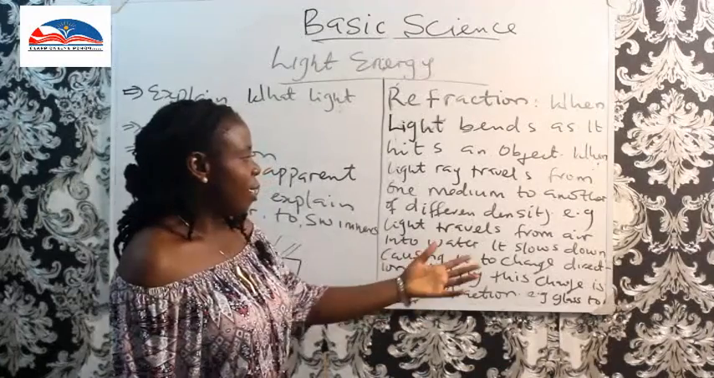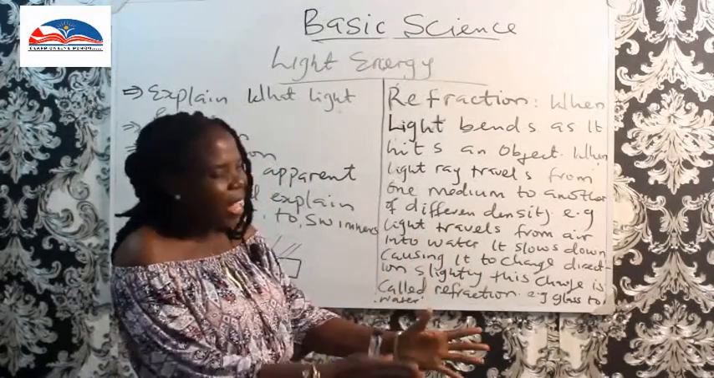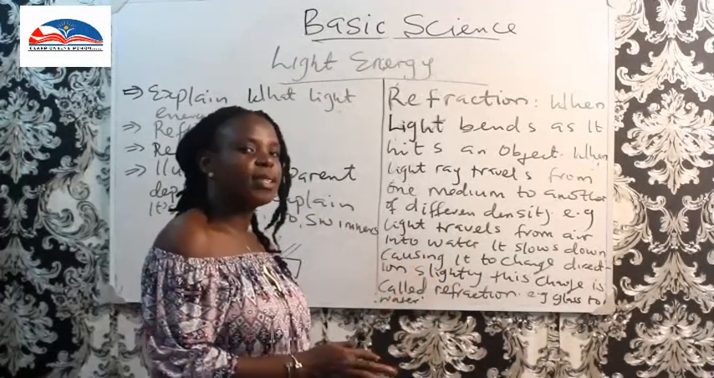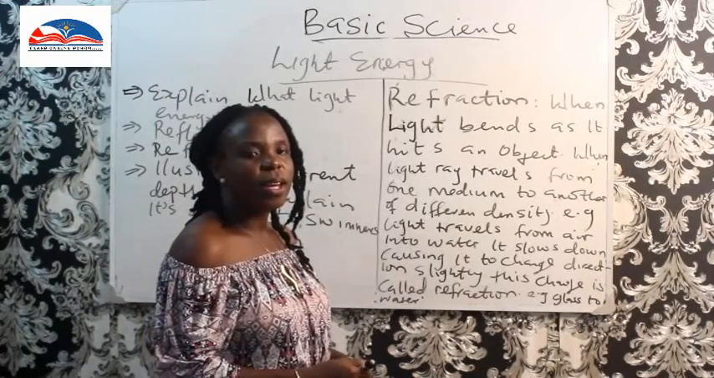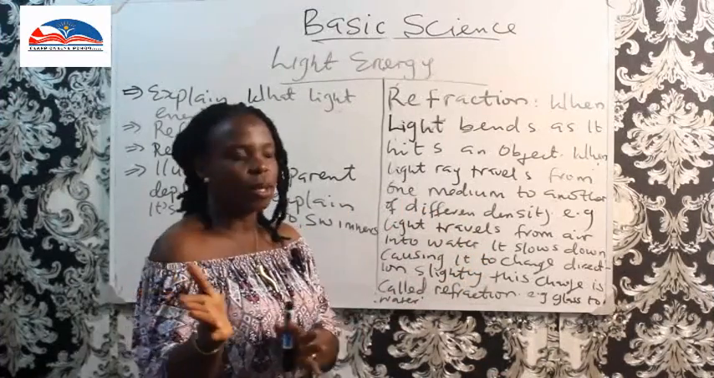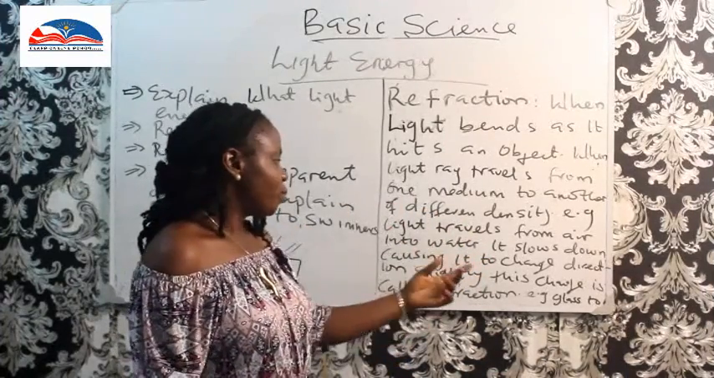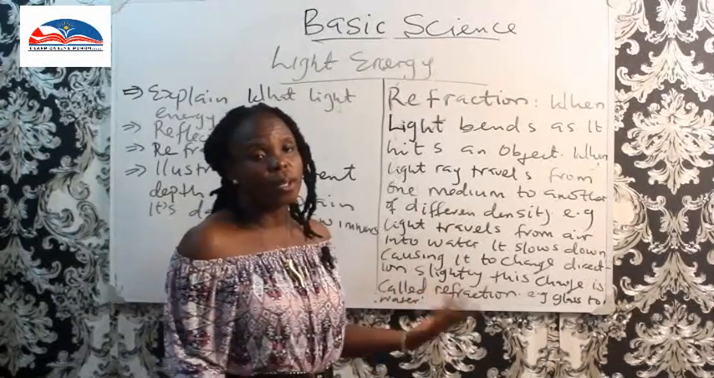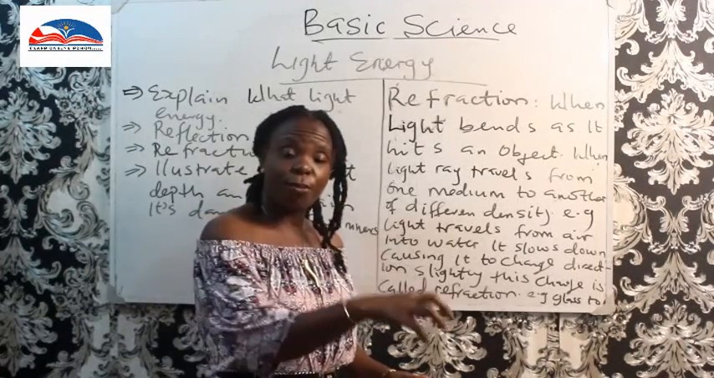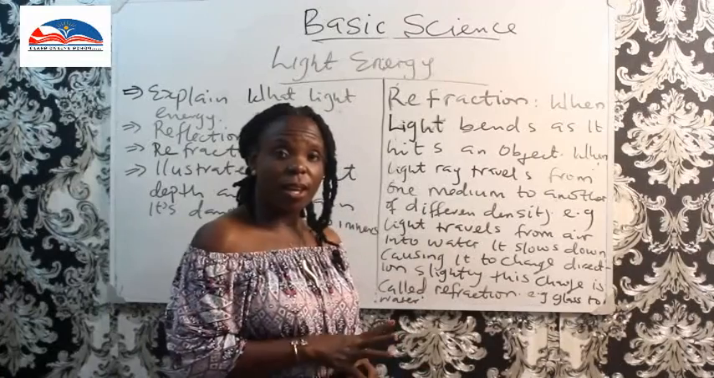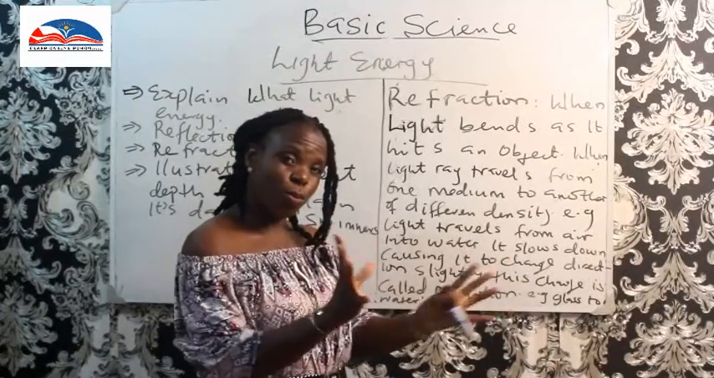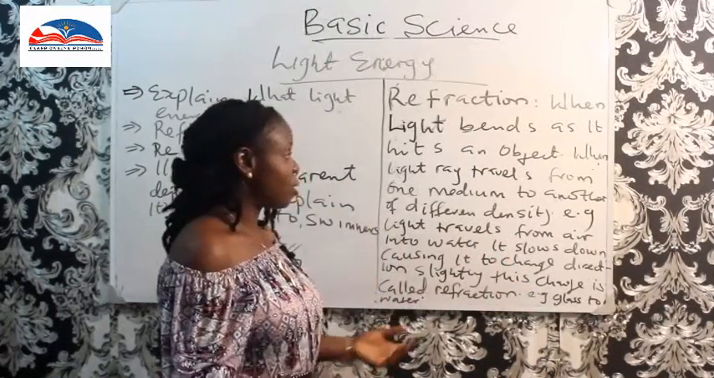So it slows down, causing it to change direction slightly. If it's moving like this, its direction will slant this way, or this way. In the case of water, it's going to have a different reaction. You are going to see it in different pictures. So this change is called refraction. For example, a glass of water. If light shines on a glass of water, a jar, let light fall on it. It's not going to be in a straight format. It's going to be in a diversified format. That is refraction.